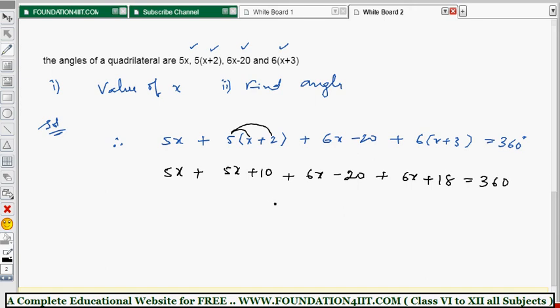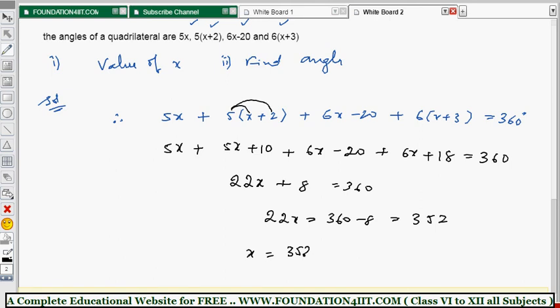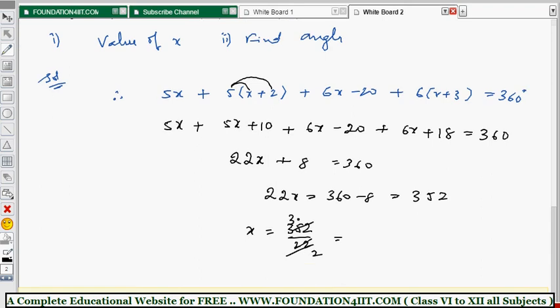You can add all the x terms: 5x plus 5x plus 6x plus 6x, that is 22x. And the numbers: plus 10 minus 20 is minus 10, plus 18, so plus 8, is equal to 360. Then 22x is equal to 360 minus 8, so 352. Therefore x is equal to 352 divided by 22. You can cancel 22 with the 11 table. So just do the simplification, and x is equal to 16.